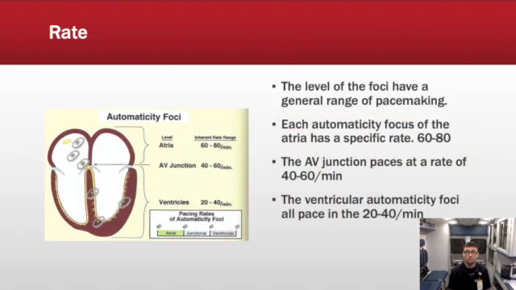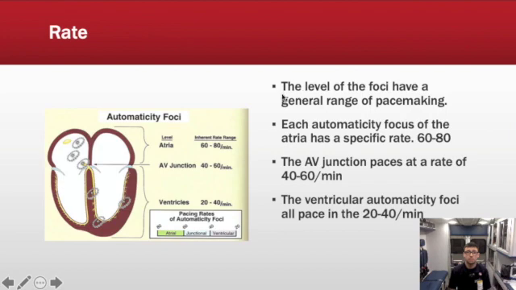The level of the foci have a general range of pacemaking, and each automaticity focus in the atria has a specific rate, so 60 to 80. The AV junction paces at a rate of 40 to 60, and the ventricular automaticity foci all pace in the 20 to 40 per minute.